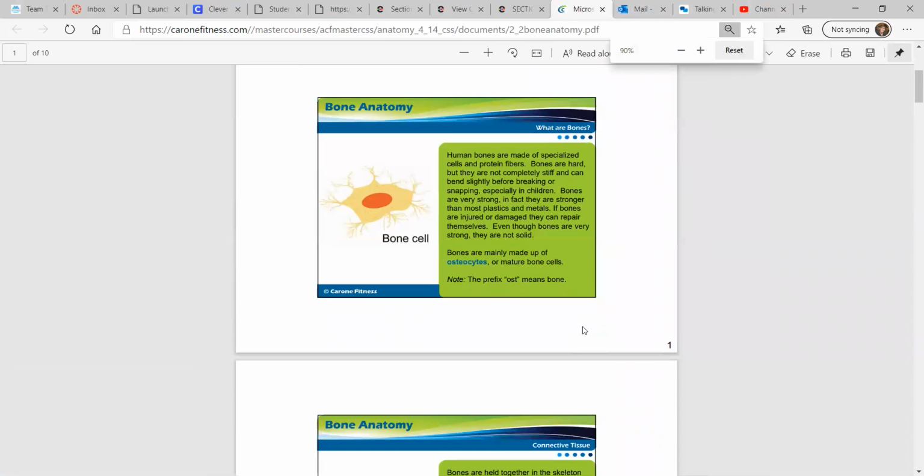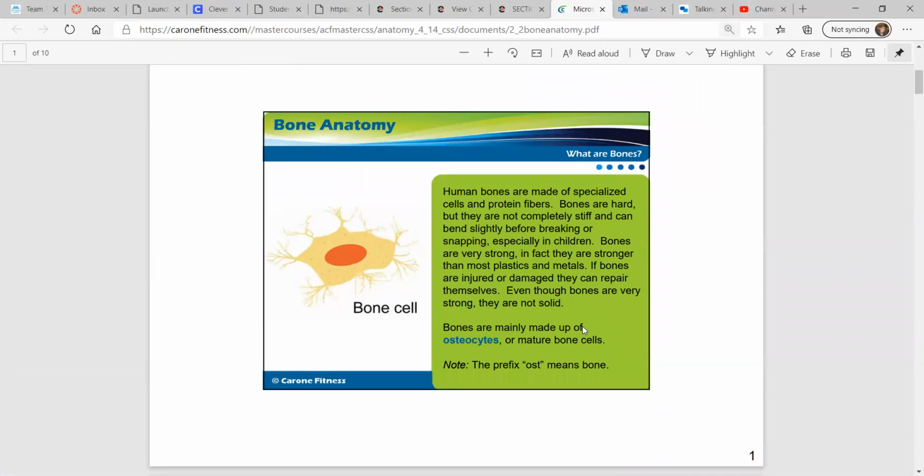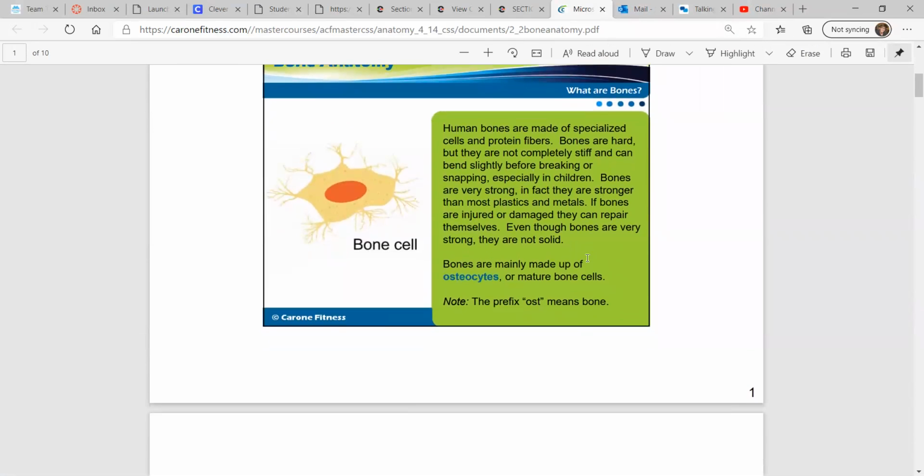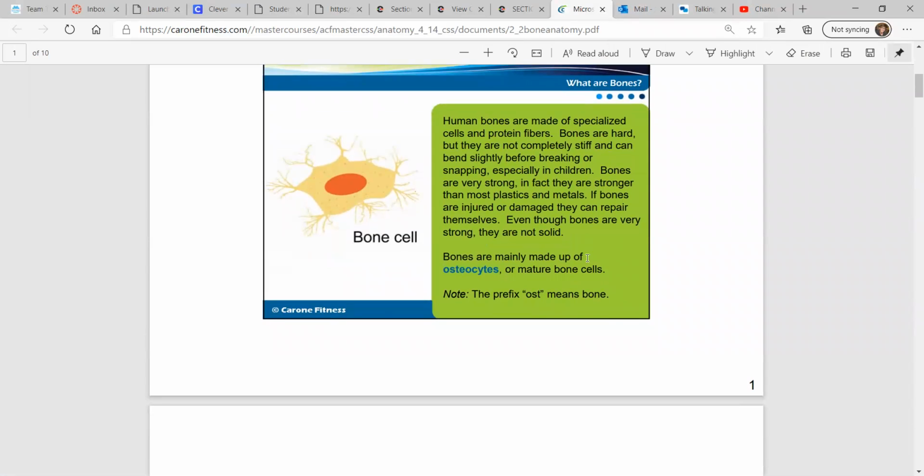So what's going on? Oh, zoom in. At the smaller level, human bones are made of specialized cells and protein fibers. Bones are hard, but they are not completely stiff and can bend slightly before breaking or snapping, especially in children. Bones are very strong. In fact, they are stronger than most plastics and metals. If bones are injured or damaged, they can repair themselves. Even though bones are very strong, they're not solid.